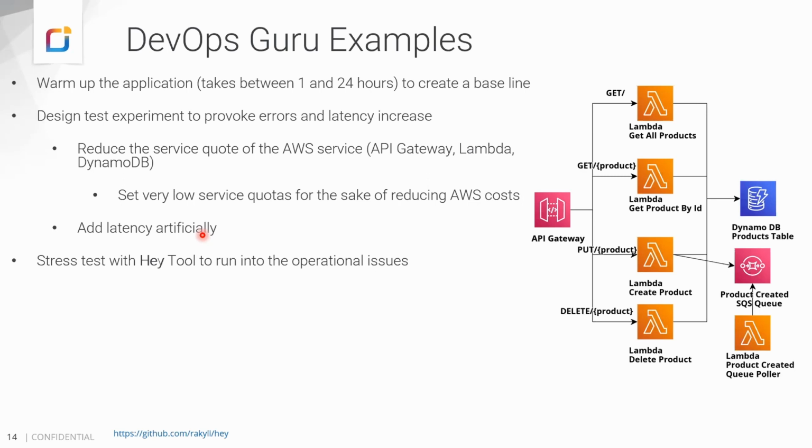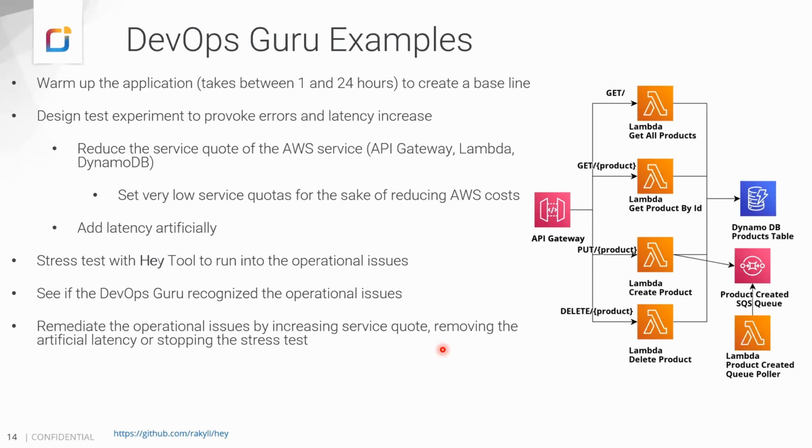Then you can use a stress tool, whatever you want. I used the hey tool. It's very easy to install, you see the link below, and it works similarly to curl. You can use Locust, you can use JMeter, it doesn't matter. In the end, I wanted to see if DevOps Guru recognized these operational issues. Then I remediated them by removing the latencies, stopping the hammering, or increasing the quotas of the services, to stop the incident or restore the application. And of course, I wanted to see whether DevOps Guru would close the incident, recognizing that the application is working fine.